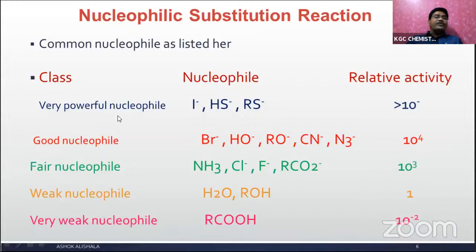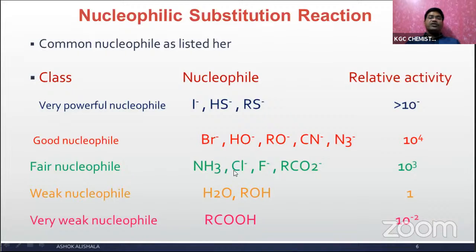Very powerful nucleophiles are iodide, thioalcohols, and alkyl sulfide. And good nucleophiles are bromide, hydroxide, alkoxide, cyanide, and azide. This is going to be their nucleophilic character. This is a very powerful nucleophilic character, followed by these in the range of 10 to 4. Here some digit is missed because of a printing mistake.